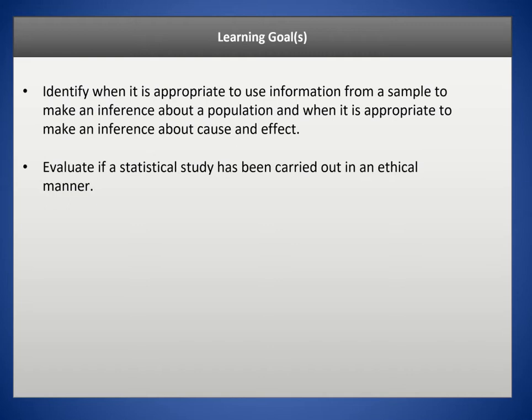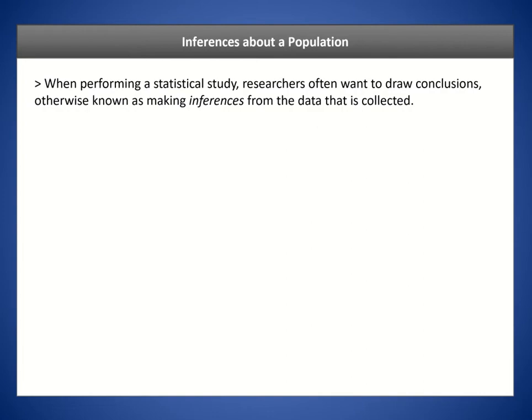All right, so the first thing we want to look at is inferences about a population and what that looks like. When you do a study, you tend to want to draw conclusions, and these conclusions about a population are known as inferences, right? So you want to infer what the population might look like by taking a look at a sample.